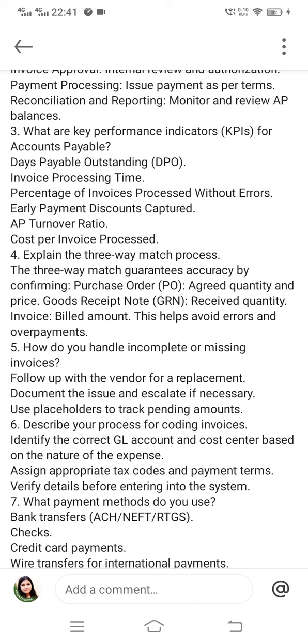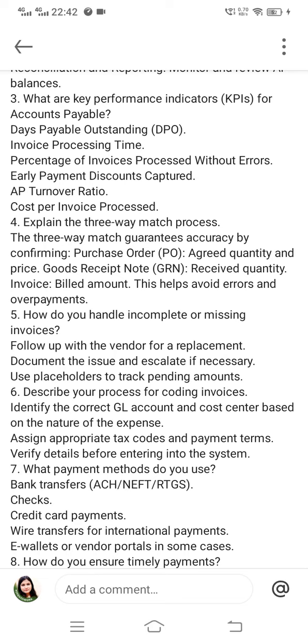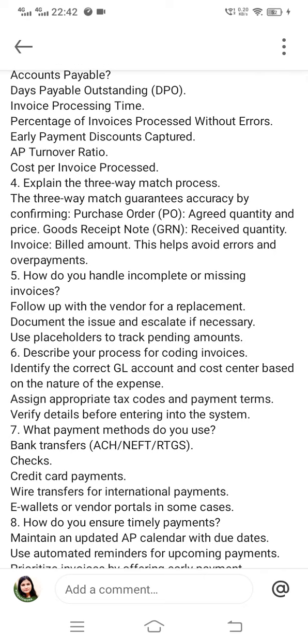So yes, the three-way match guarantees accuracy by confirming purchase order, agreed quantity and price, goods receipt note, received quantity, and invoice bill amount. This helps avoid errors and overpayments. So three-way match is very useful. We follow it in taxes also. In tax we also check the workings and the return and the payment that we have done, everything correctly. So three-way match is very good, highly suggested.